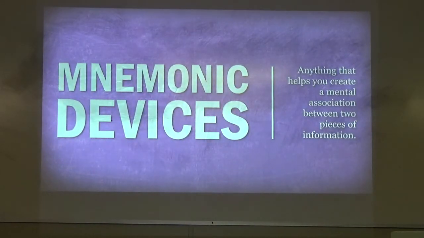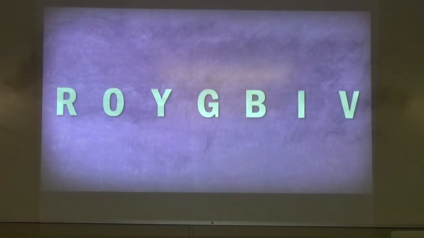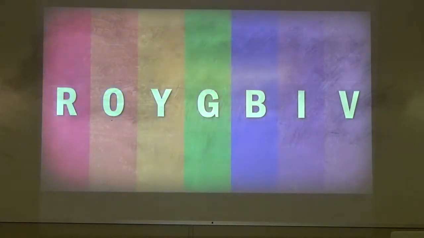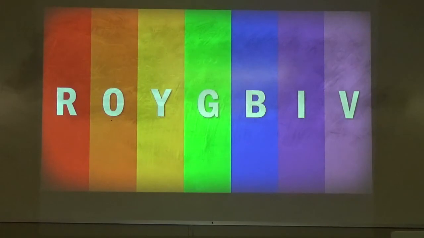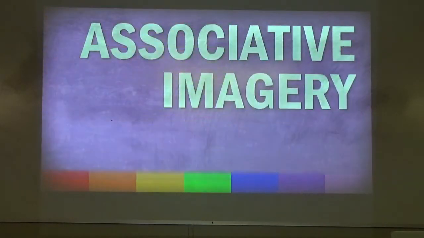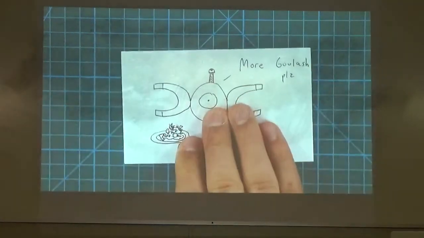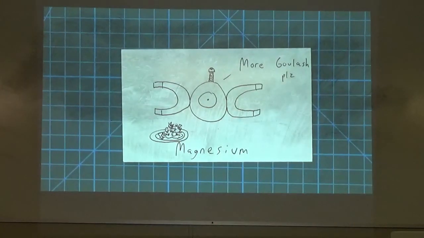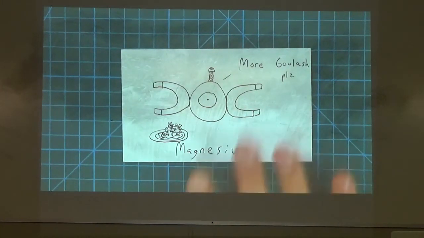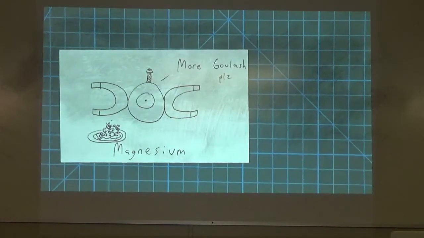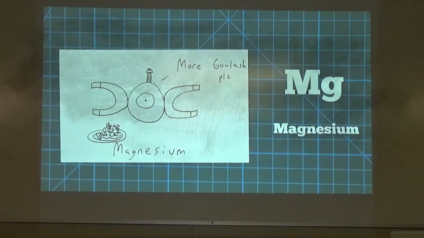Now, a mnemonic device is really anything that helps you create associations between pieces of information in your mind. The classic one is the acronym ROY-G-BIV, which helps you remember the order of the colors in the visible light spectrum, but it can really be anything, and I'm using associative imagery on my flashcards. For example, my flashcard for magnesium has a Magnemite asking for more goulash, which is a completely ridiculous picture, but it helps me remember the association between Mg and magnesium, because Magnemite sounds like magnesium, and more goulash is a good way to remember Mg.